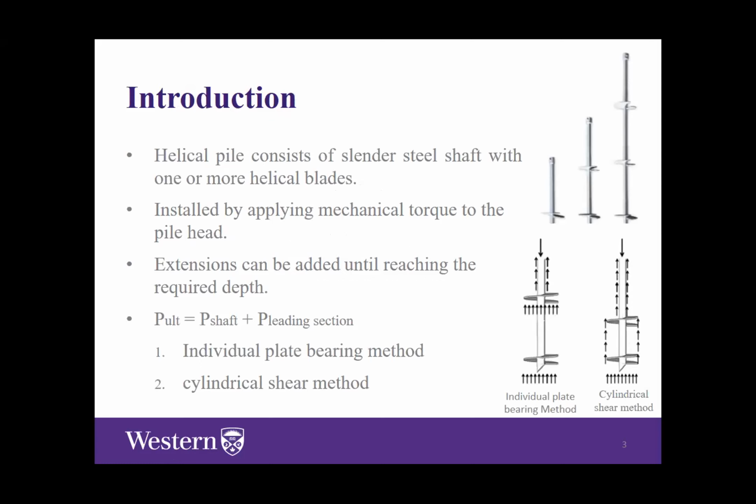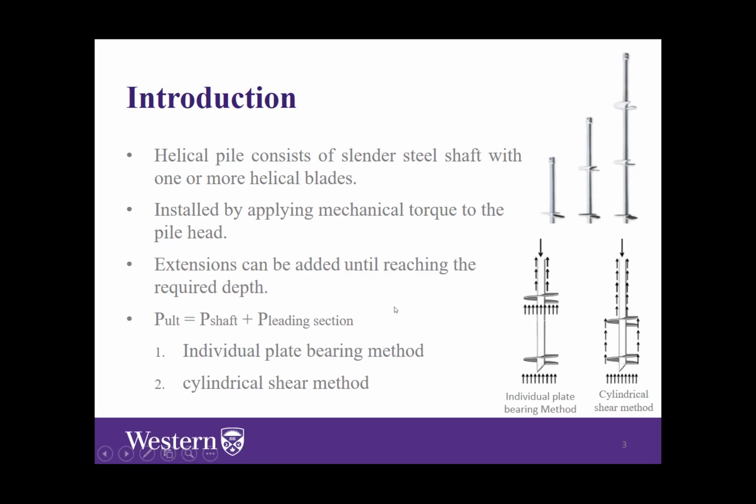As we can see, helical piles consist of cylinder steel shafts connected to one or two helical plates, or even more. We can do 3 or 4 helical plates. It can be installed into the ground by applying mechanical torque to the pile head. So we can apply mechanical torque here, and the helix takes the pile down. We can add extensions to the leading section. So we can add extension here, here, or here until we reach the required depths. The helical pile capacity can be calculated as the shaft resistance plus the capacity of the leading section.